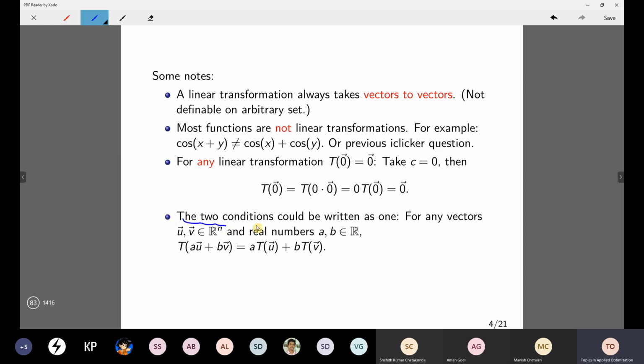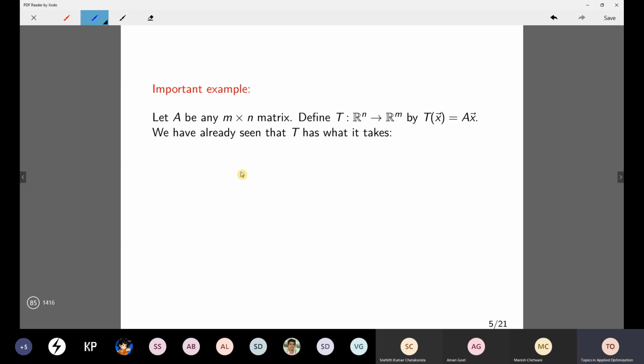Actually, the two conditions that you saw in the linear transformation can be combined together into one general condition. It takes into account the scalar property, that the scalar comes out, and also that the linear transform of a sum of two vectors is the sum of the linear transforms. An important example of a linear transform: let A be any m by n matrix and T be the linear transform going from Rn to Rm, and define this linear transform by a matrix times a vector.